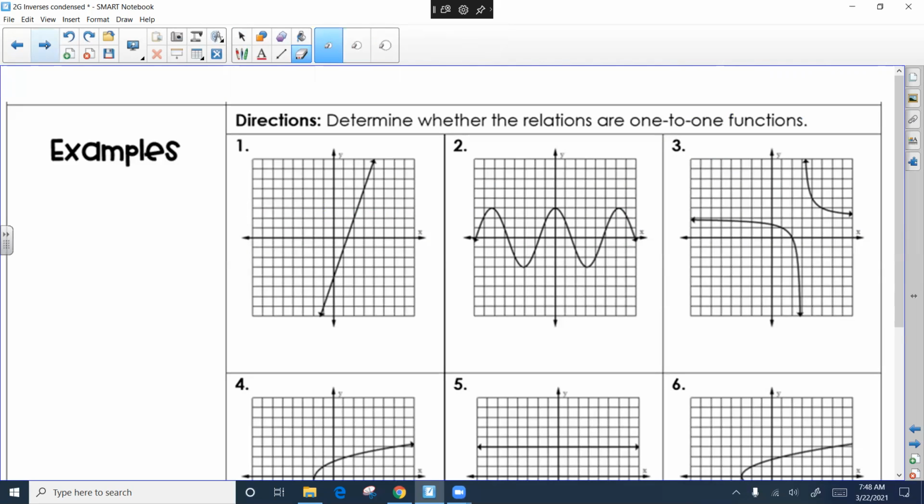First of all, we should know that to be a function, the graph should pass the vertical line test. That means a vertical line should cross only once. So if we look at number one, it is a function because the vertical line only crosses once. But now we need to check if it's one-to-one. That's where we use the horizontal line test.